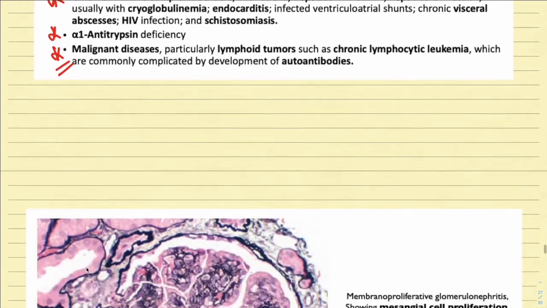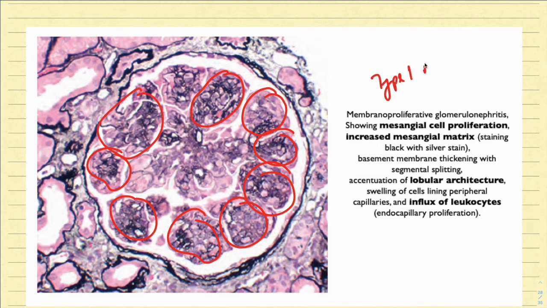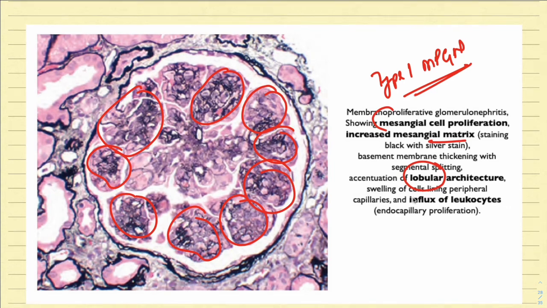So with this, I am just showing you the light microscopic appearance. Can you see the mesangial proliferation has taken the form of lobules? Yes, can everyone appreciate this? So this is the lobular architecture in case of type 1 MPGN. Type 1 MPGN shows mesangial cell proliferation with increased mesangial matrix. There is an increased lobular architecture with infiltration of leukocytes, endocapillary proliferation, mesangial cell proliferation, and extracellular matrix deposition.